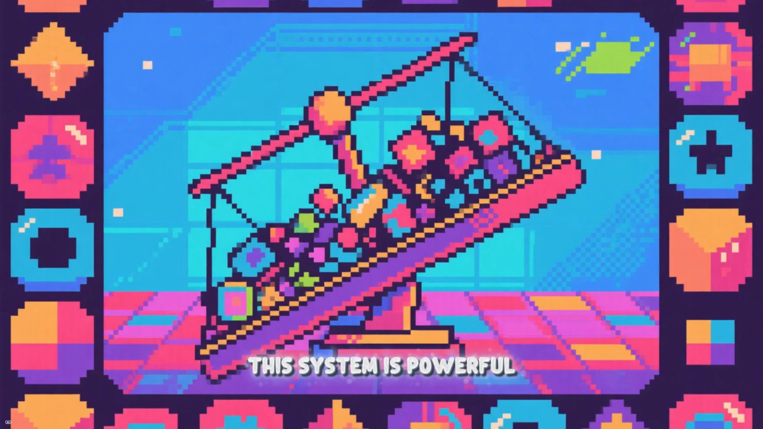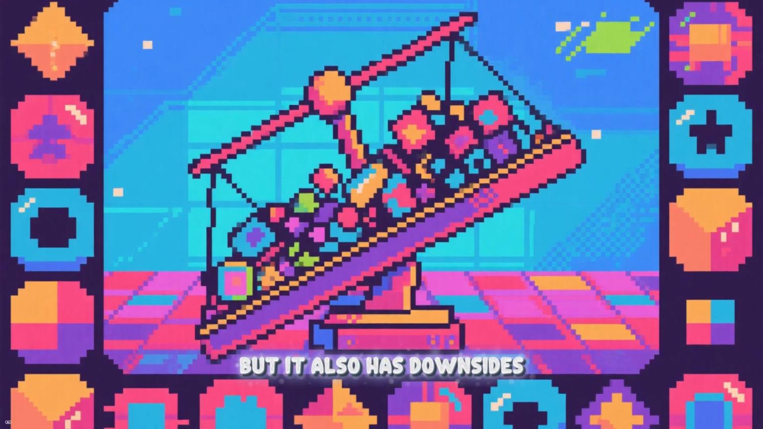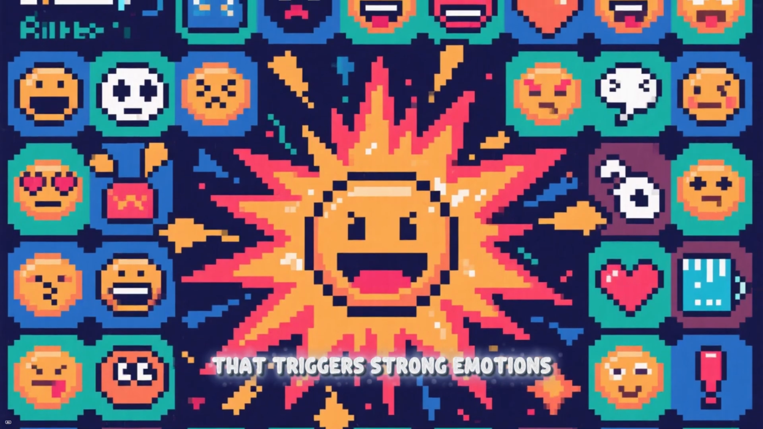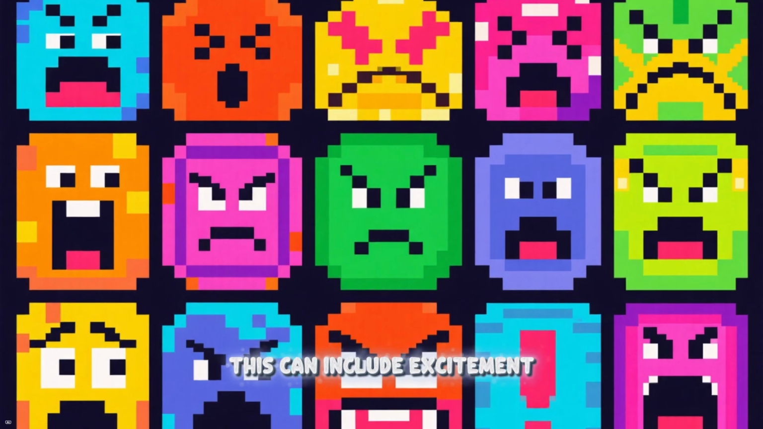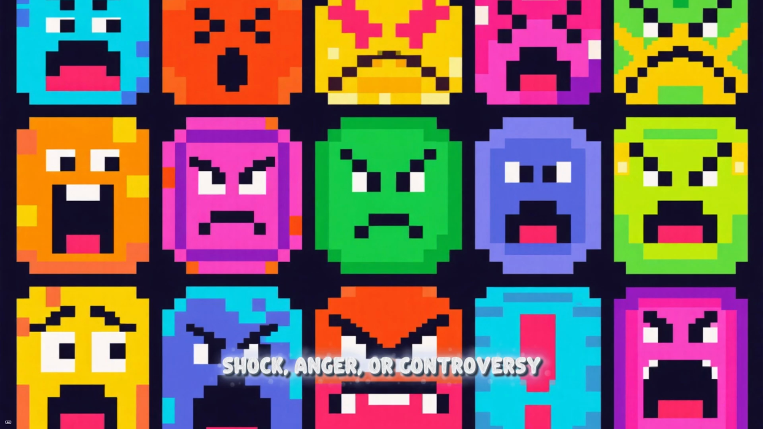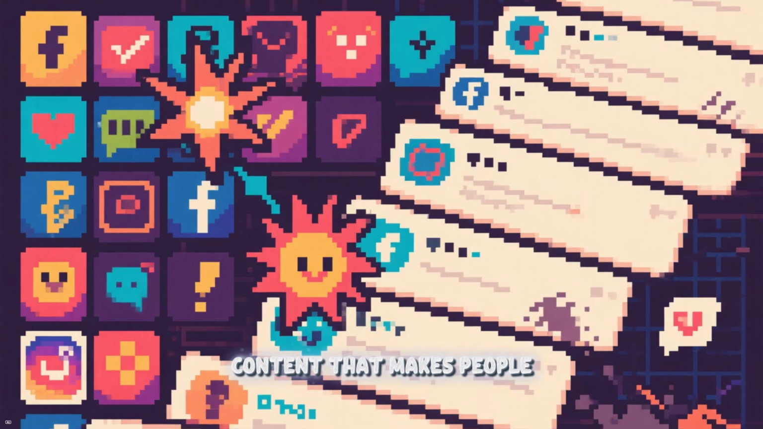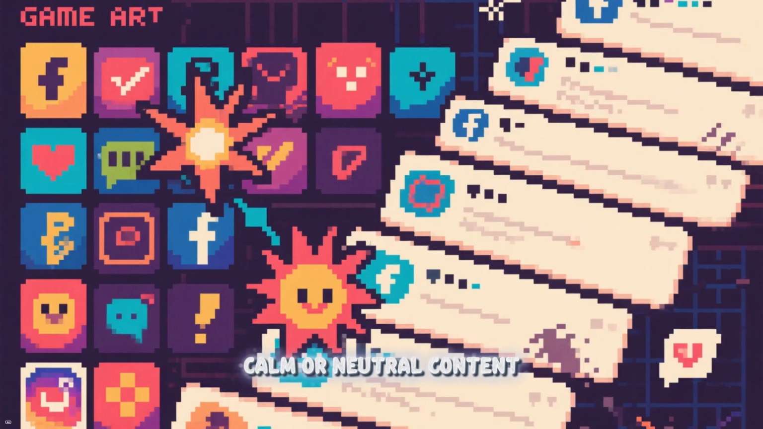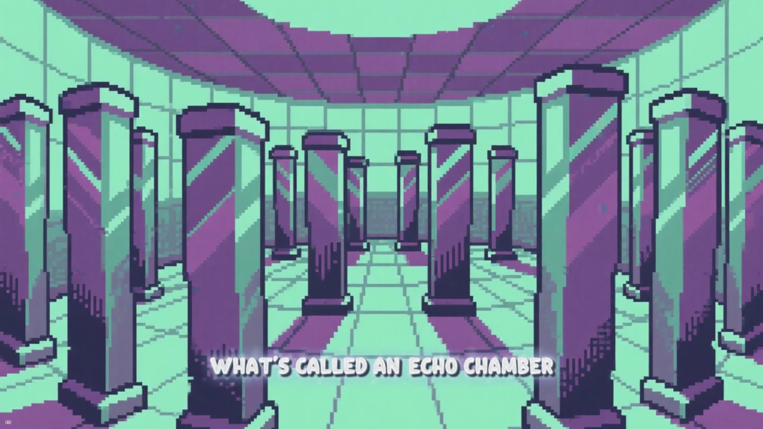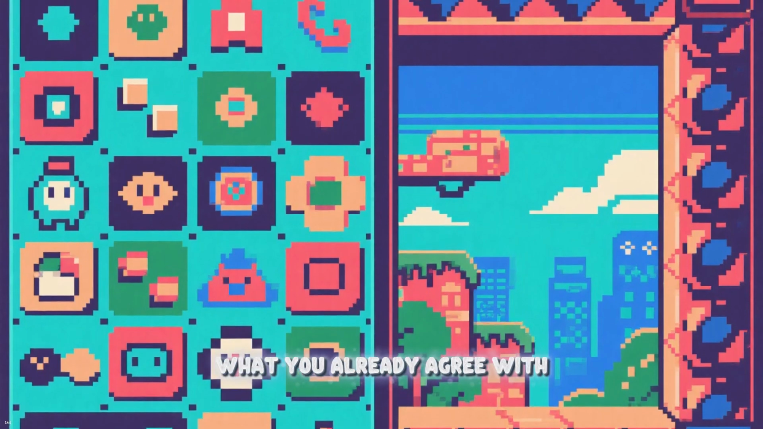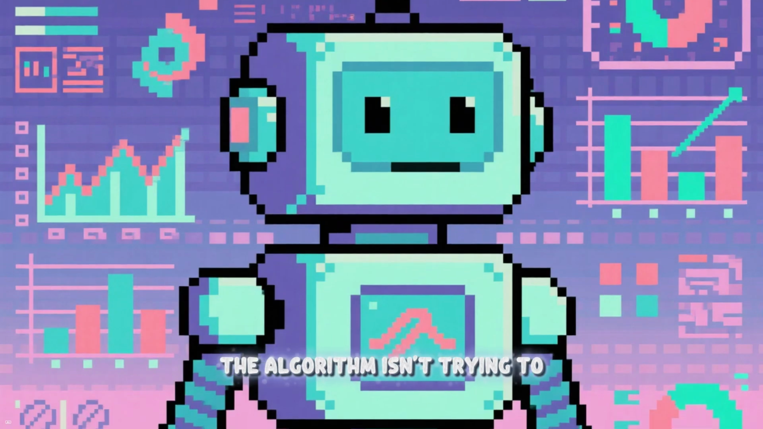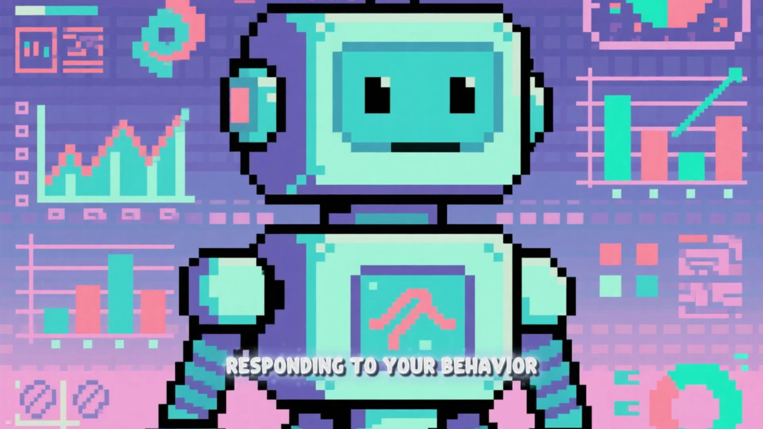This system is powerful, but it also has downsides. Because algorithms prioritize engagement, they often push content that triggers strong emotions. This can include excitement, shock, anger, or controversy. Content that makes people react tends to spread faster than calm or neutral content. Over time, this can create what's called an echo chamber. You see more of what you already agree with and less of opposing viewpoints. The algorithm isn't trying to mislead you, it's simply responding to your behavior.